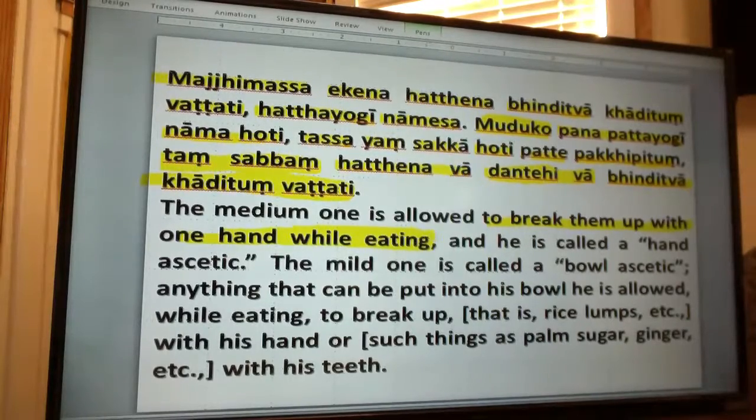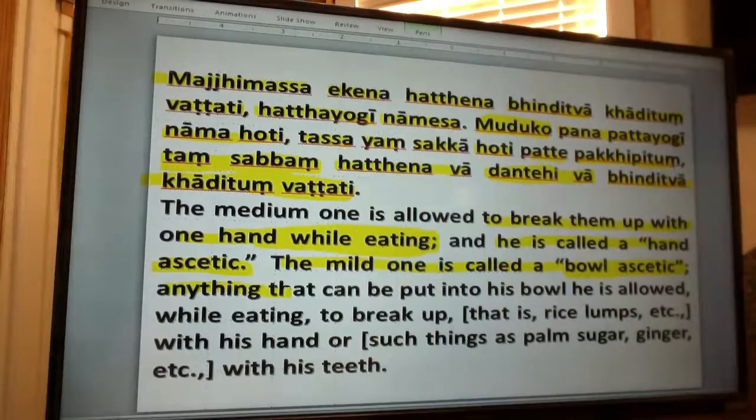Yeah. So while eating, the meaning is all the time while eating. Before eating is okay. But while eating, the strict one is not allowed to do so. But the medium one is allowed to break down with one hand. It's okay. That's why he is called a hand ascetic, Hatha Yogi Nama. And the mild one is called the bowl practice, Patta Yogi Nama. Bowl practice, bowl ascetic.